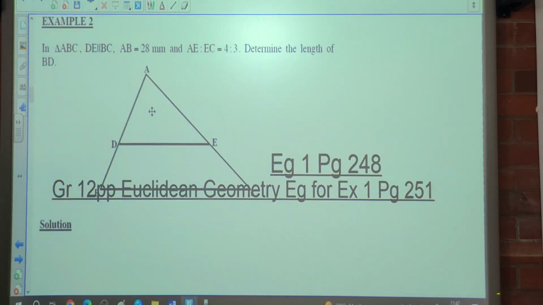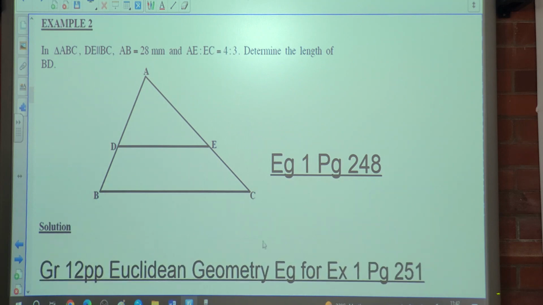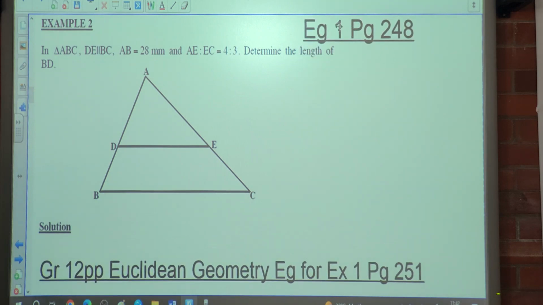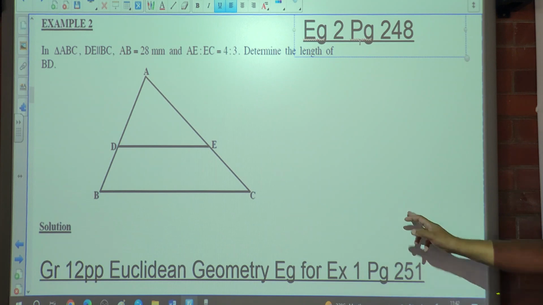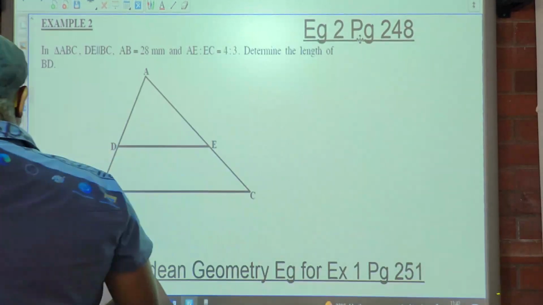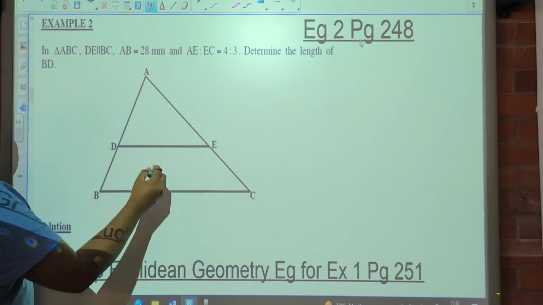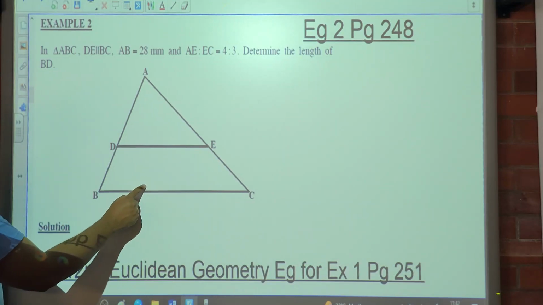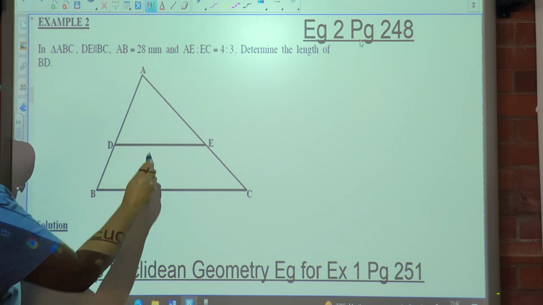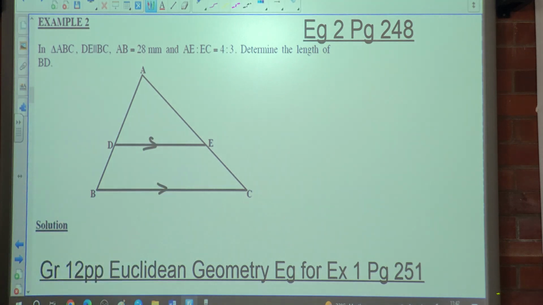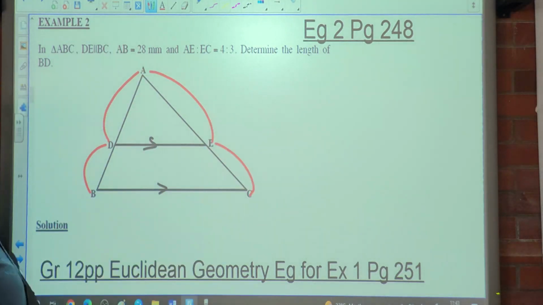So now we're looking at example 2. Example 2 is on page 248. So here we are told that in triangle ABC, AD is parallel. So AD is parallel to BC. Even if that's parallel, what do we know? We know that AD over DB is equal to AE over EC. And all its variations is also true.